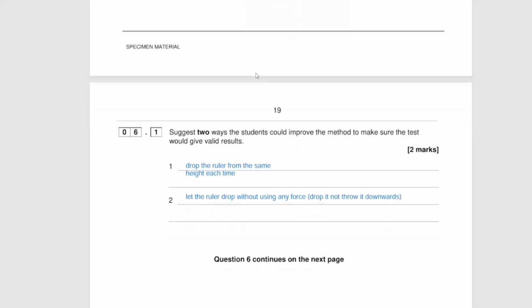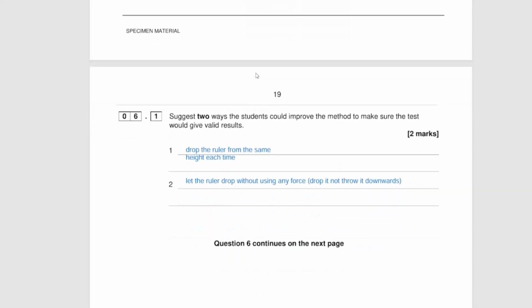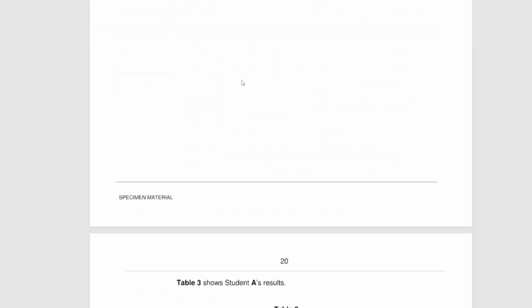And we're asked to suggest 2 ways the students could improve the method to make sure the test would give valid results. And this is to drop the ruler from the same height each time, and let the ruler drop without using any force, like just drop it and let go instead of throwing it downwards. When my class did this experiment, when I was doing my GCSE biology, everyone just sort of threw it downwards because they wanted to have the best reaction time, and it just completely messed up the experiment. Don't do that. That's basically it.